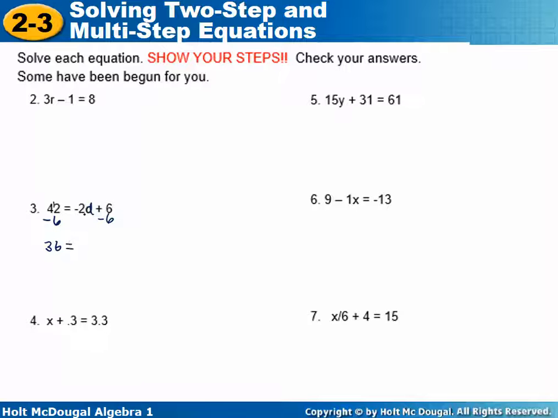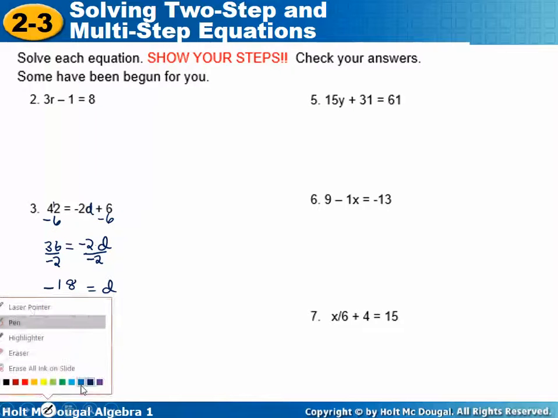So 36 equals, on the other side, all that we're left with is negative 2 times d. So we have negative 2, which is multiplied by d, and the opposite of multiplying by negative 2 is to divide by negative 2. So now we have 36 divided by negative 2. And a positive divided by negative is negative. 36 divided by 2 is 18. So we have negative 18 equals d. So this is how your steps should look. You should be first subtracting from both sides, and then dividing on both sides, and then you get your answer.